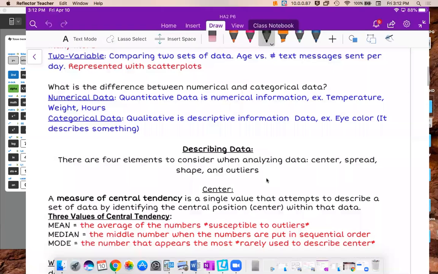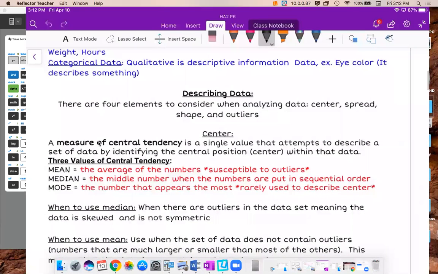Okay, and then there's two different types of data. You have numerical data and you have categorical data. So numerical data is quantitative data, numerical information such as temperature or weight or hours, something that has a number based on it. Whereas categorical data is qualitative, which is descriptive information. So like eye color, it describes something. The color of the wolves that are in Antarctica or something like that. So it's really like descriptors versus numbers.